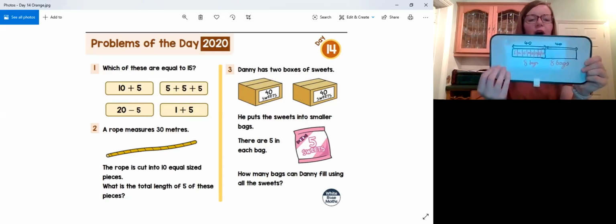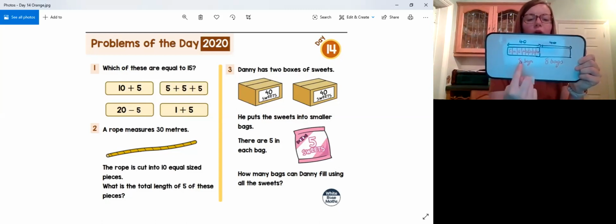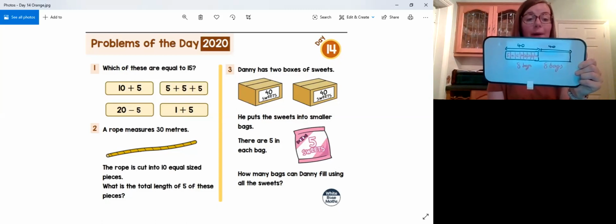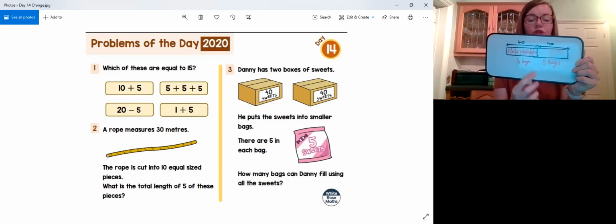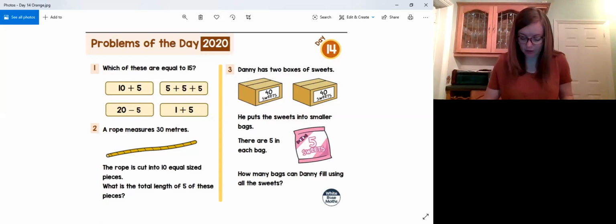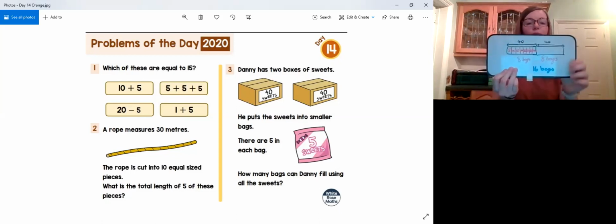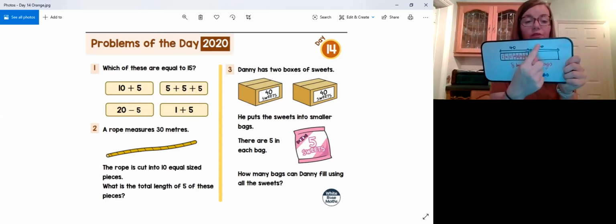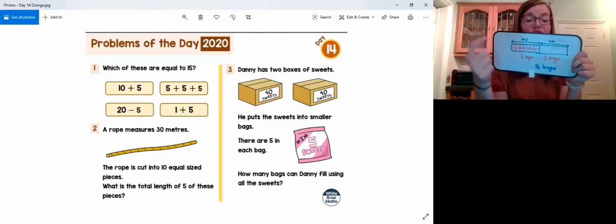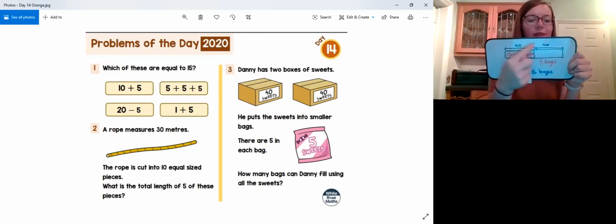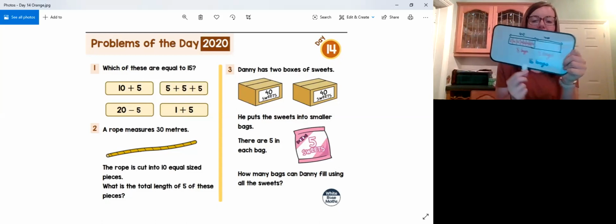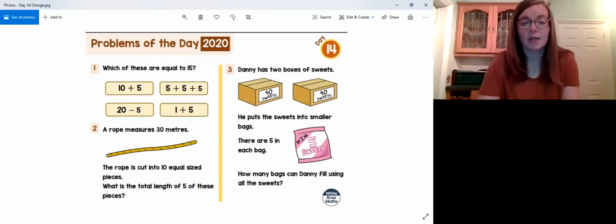So what is our final step? What do we have to do with our 2 lots of 8 to see how many bags he filled in total? That's right, add them together or do 8 times 2. So Danny managed to fill 16 bags. Brilliant. We could have straight away added our 40 and 40 to get 80 and split 80 into 5s, but it's easier to do 5s into 40 than it is 80. 16 bags is your answer. Okay, well done. So that is the orange questions for day 14 done.